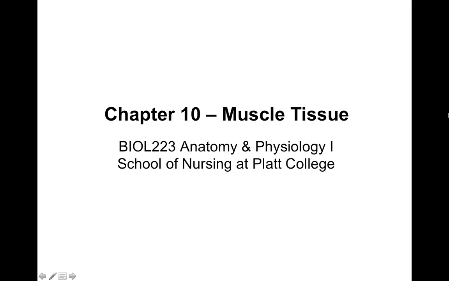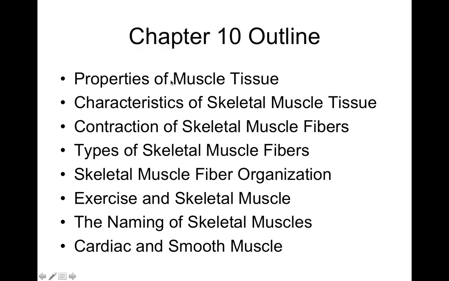All right, so in chapter 10, we're going to talk about muscle tissue. In this chapter, we're going to talk about some of the major properties of muscle tissue, characteristics of muscle tissue, like the microscopic level and the gross anatomical level, as well as how skeletal muscles contract or produce force. We'll talk about the different types of skeletal muscle fibers, how they're organized, talk a little bit about exercise, as well as how muscles are named, and then a little bit on cardiac and smooth muscle.